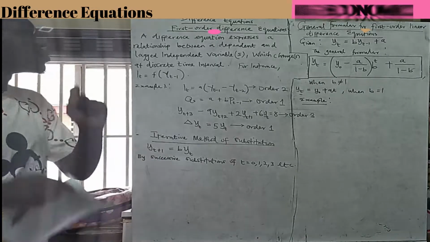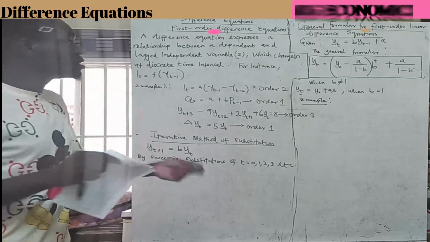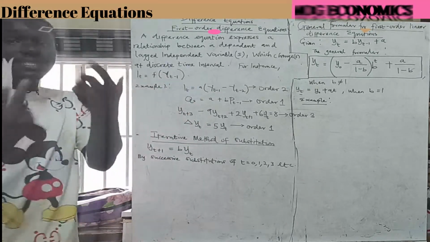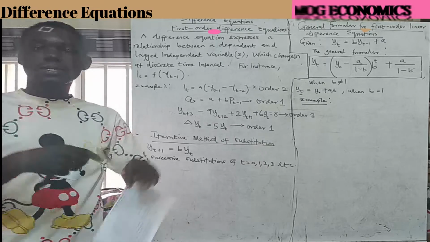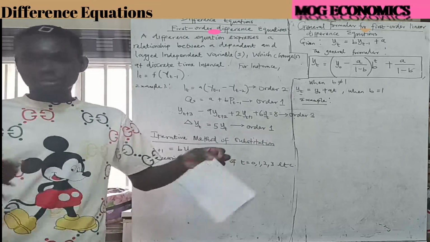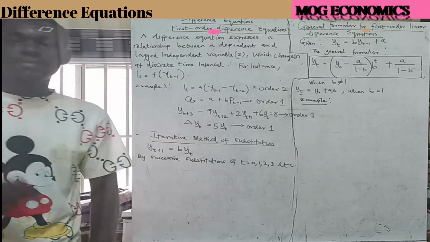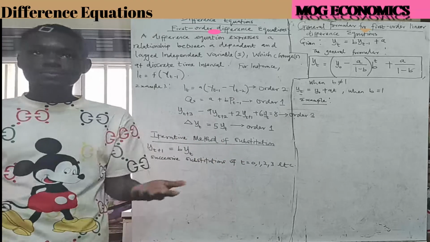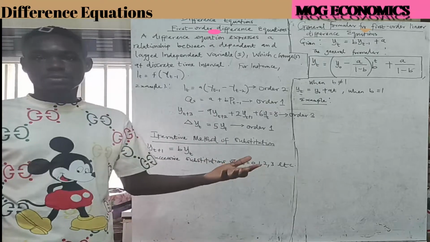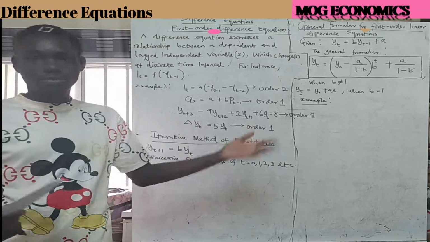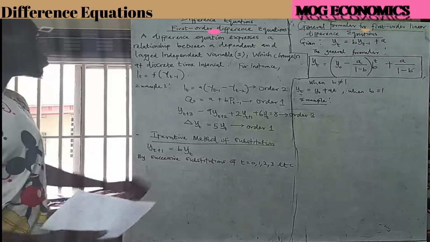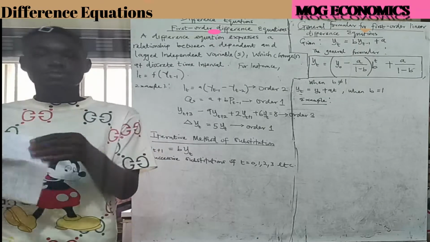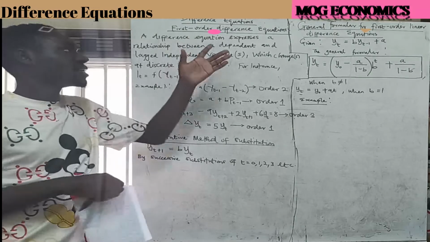A difference equation expresses a relationship between a dependent variable and independent variable or variables and the lagged value of such independent variables, as the case may be, depending on the number of variables that we have in a given function. So what a difference equation shows basically is expressing the dependent variable as a function of the lagged values of the independent variables. Alright, but for this class, we are going to be limiting ourselves to the case of first order difference equation.